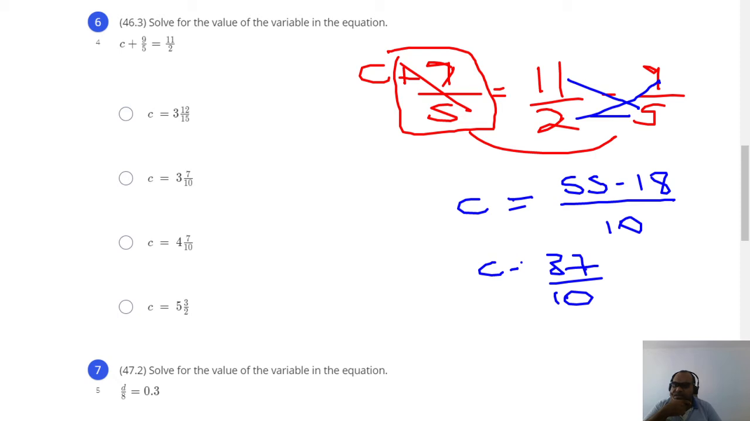I just divide here and you figure out this one. I think you remember 37 divided by 10. It is 3.7, 3 and 7/10. Let's write this one as a mixed number. It is 3 and 7/10. 7 over 10. Great. 3 and 7/10.